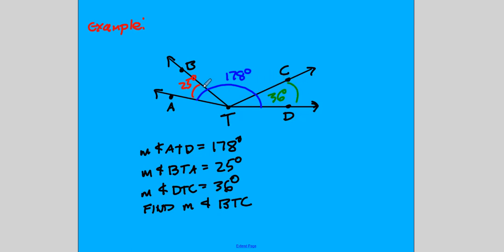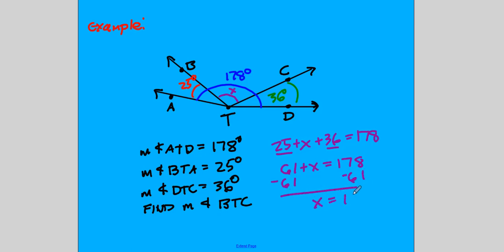So we can apply a variation of the angle addition postulate, because you notice this angle here, angle ATB, is adjacent to angle BTC, which is adjacent to angle CTD. So I could call this angle BTC here, which I'm going to put in purple, X. So I know that 25 degrees plus X degrees, which I don't know yet, plus 36 degrees has to equal 178. Combining like terms, 25 and 36 is 61. So 61 plus X is 178. Now this is a one-step equation again, so I subtract 61 from both sides, and I get X is 107 degrees. So the measure of angle BTC is 107 degrees.